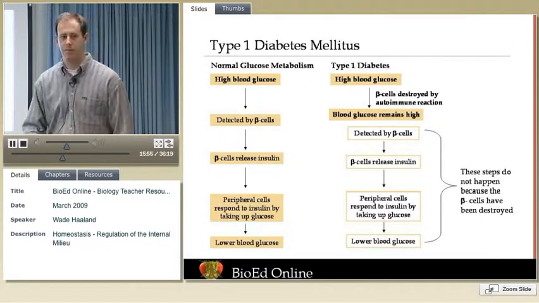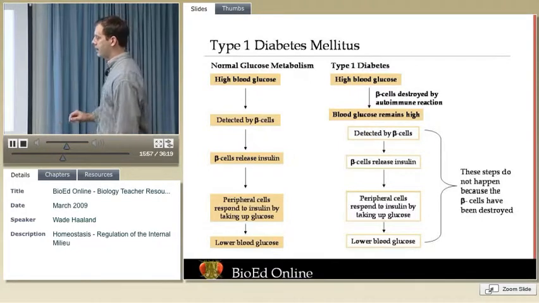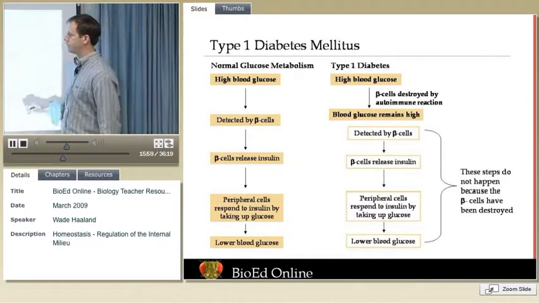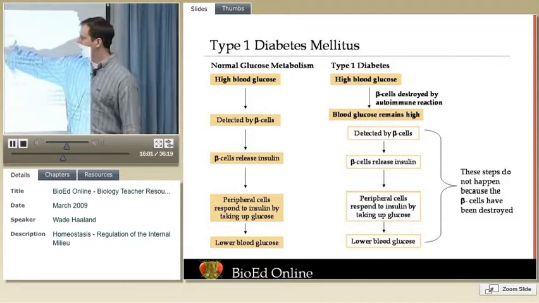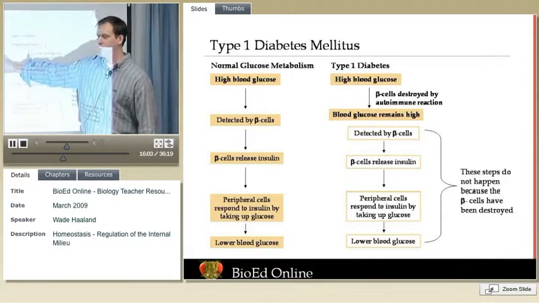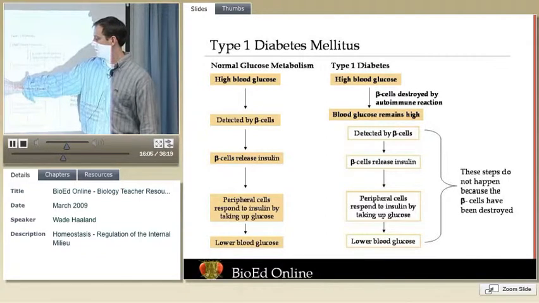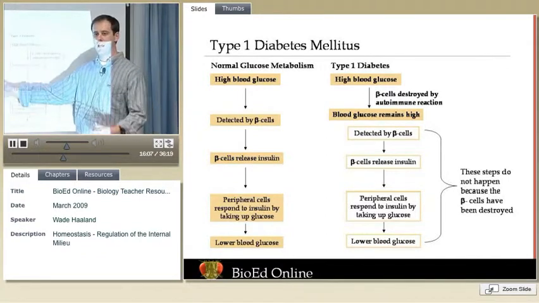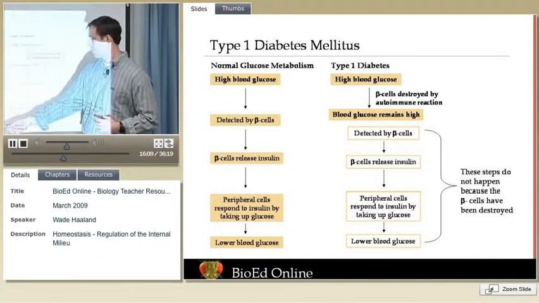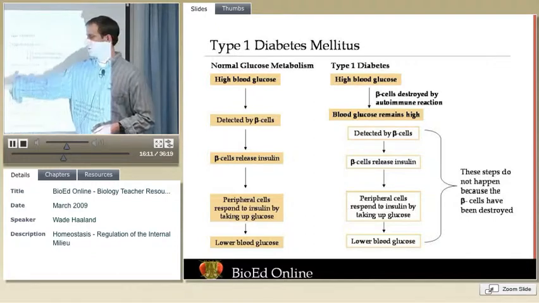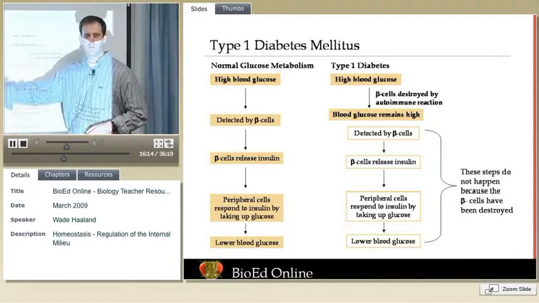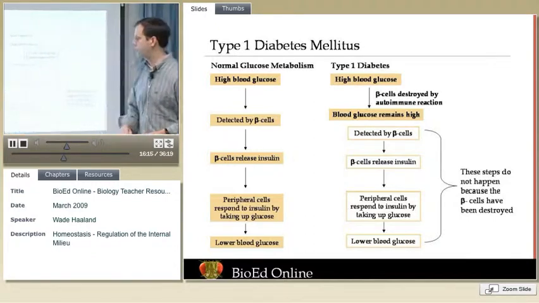So let's talk about diabetes. Type 1 diabetes mellitus, also called DM. If we think about what we talked about earlier, high blood glucose is detected by the beta cells, which release insulin, peripheral cells take in this extra glucose, and we return to normal. It's just a continual cycle here. This is how the body deals with it.